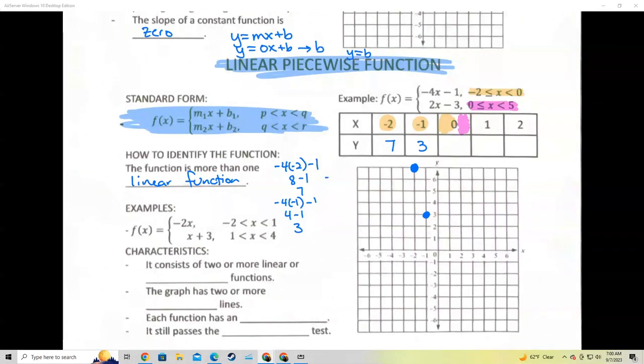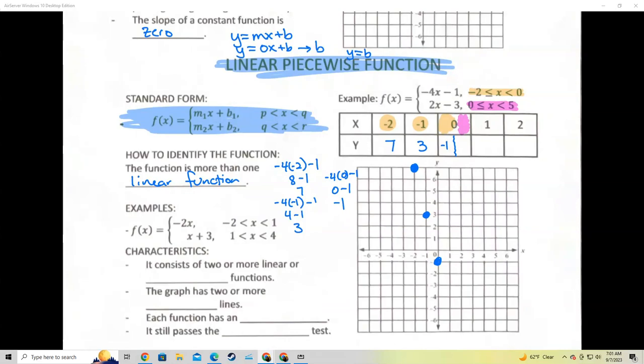Negative 4 times 0 minus 1. That's 0 minus 1, which is a negative 1. Okay, so this is going to be a negative 1 for the orange side. I'm going to put a little squiggly line right here. So when I plot 0, negative 1, that would be the dot here. However, if I were to draw this, let me just make sure I did that right. Yep, it looks good. Okay.